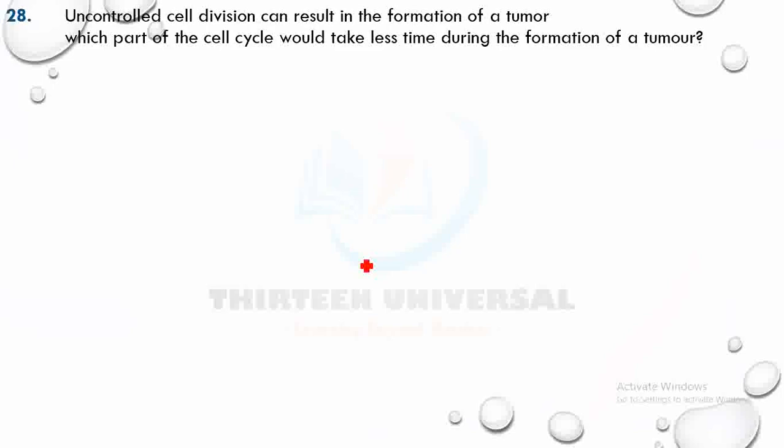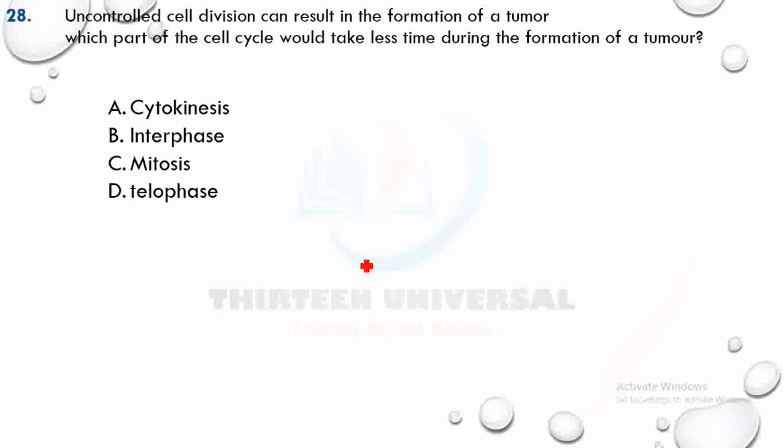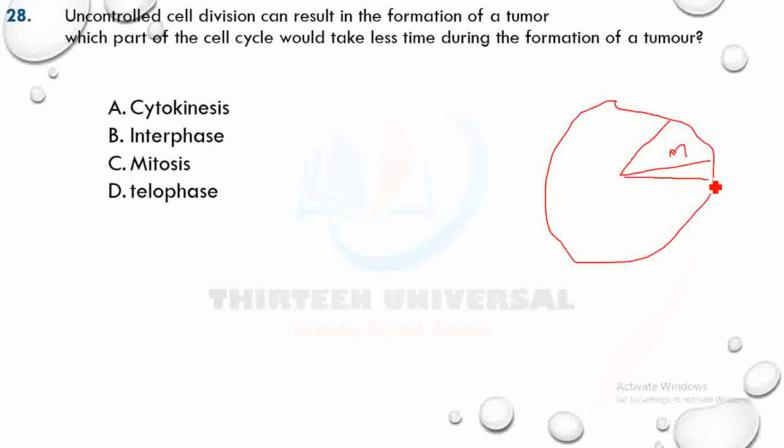Uncontrolled cell division can result in the formation of a tumor. Which part of the cell cycle would take less time during formation of a tumor? Pause the video and try it. Remember that the normal cell spends more time in interphase; mitosis is the short part I've always drawn. But when the cell becomes cancerous, the game changes. The cell spends most of its time dividing, so mitosis takes most of the time.